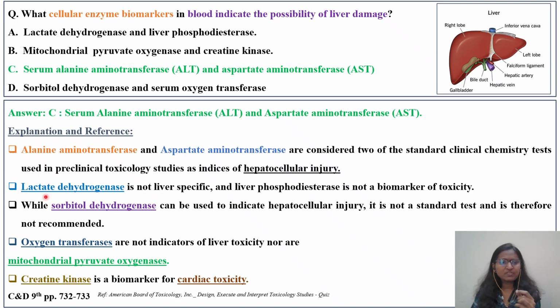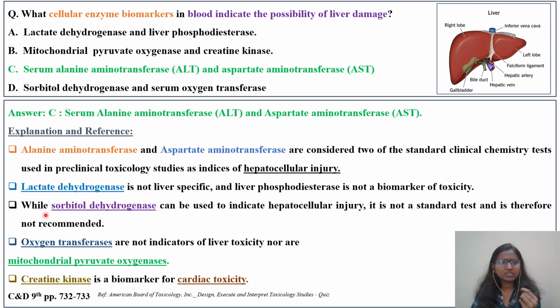So option A, we have lactate dehydrogenase. It is not liver specific, and liver phosphodiesterase is not a biomarker of toxicity. Okay, that is the important thing you have to remember. Even though lactate dehydrogenase levels can be used as an indicator to identify hepatotoxicity, it is not liver specific, because this can also be used to identify other types of target organ toxicity.